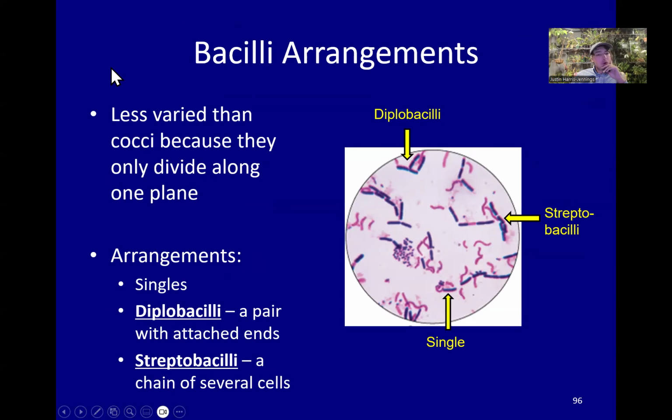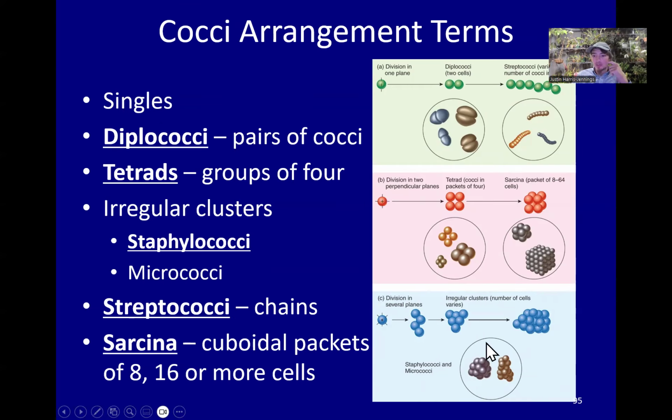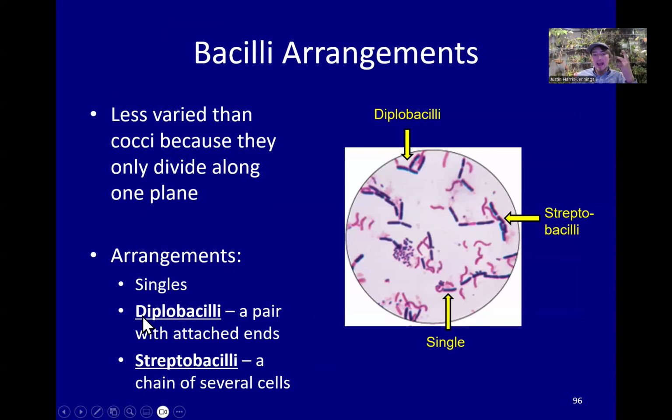Those were all for coccus bacteria, but for bacillus, you don't have those staph clusters. Instead, you only have strepto and diplo and singles, where you have individual cells, diplo, where they form chains of 2, or strepto, or long chains.